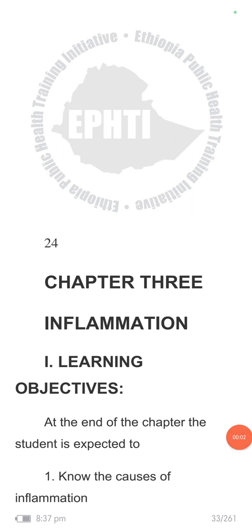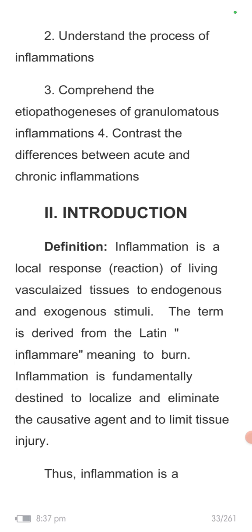Inflammation. At the end of the chapter, the student is expected to know the causes of inflammation, understand the process of inflammation, and comprehend the etiopathogenesis of granulomatous inflammation. And they should know the contrast, the differences between acute and chronic inflammation.